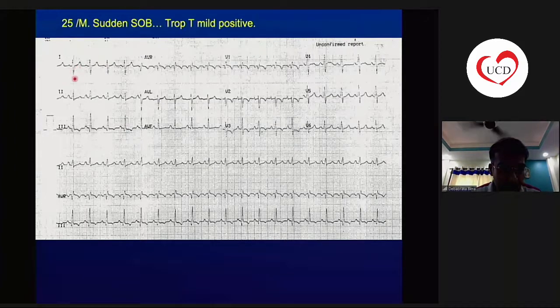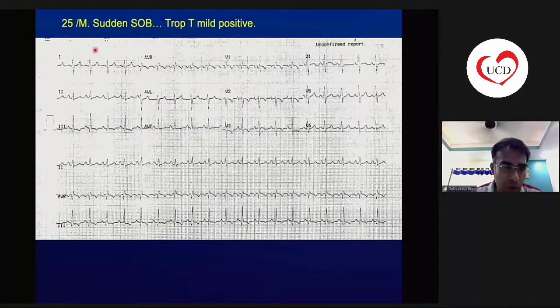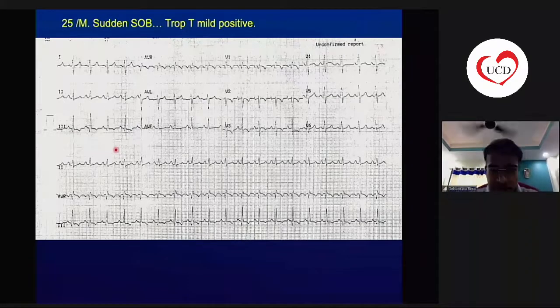This is a prominent S in lead 1, Q in lead 3, and T wave inversion in lead 3. These just suggest that the right ventricle is overloaded, either pressure or volume overloaded, and it is one of the classical signs which is seen only in 10% of pulmonary embolism cases. But this was one of those fortunate cases where we could pick up and treat him immediately.